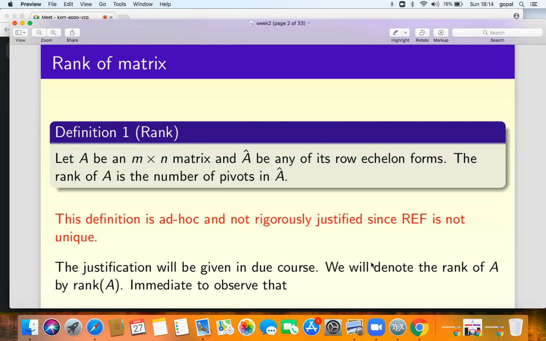And that should convince you that this definition of rank as the number of pivots, because the number of pivots is the same as the number of pivotal columns, and the pivotal columns are the linearly independent ones. Every other column is a linear combination of the pivotal columns. And so that basically should convince you that this definition of rank and the earlier definition of rank are one and the same.